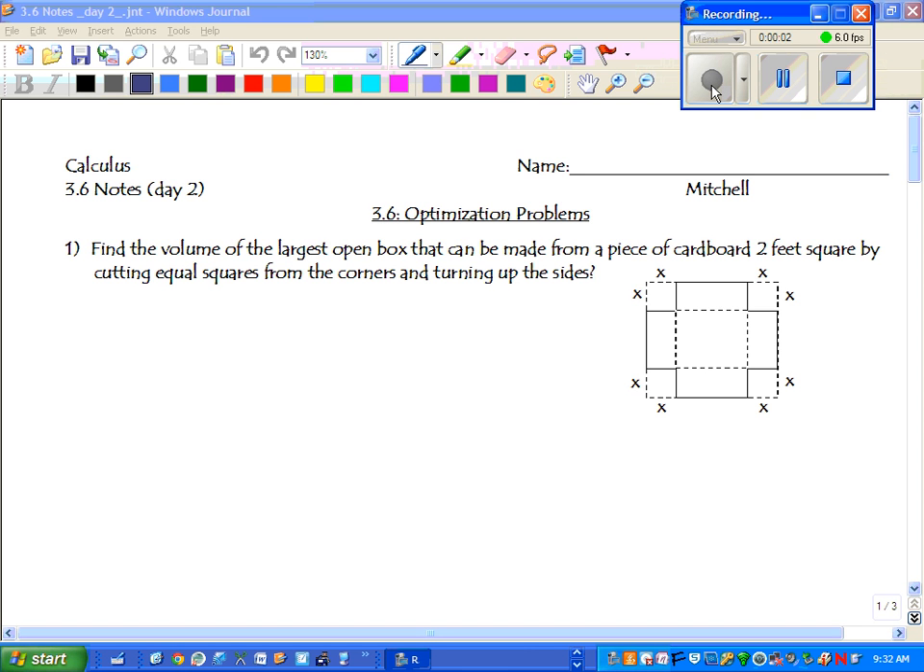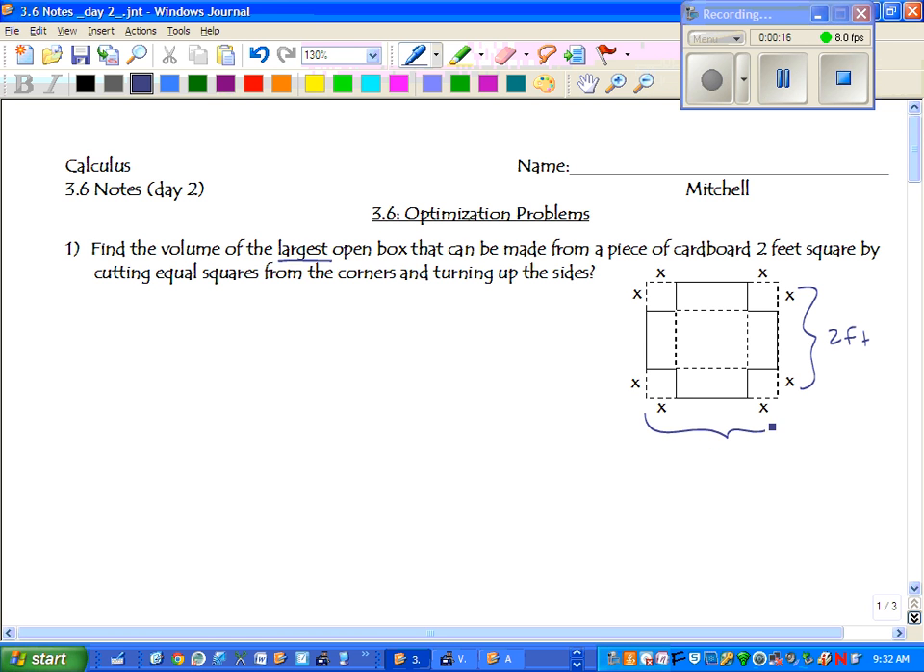In problem number 1, we're trying to find the volume of the largest open box that can be made from a piece of cardboard 2 feet square by cutting equal squares from the corners and turning up the sides. So this is going to be 2 feet, and this is going to be 2 feet. And what's happening, we have a full piece of cardboard, and then these little corners are getting cut out and removed.